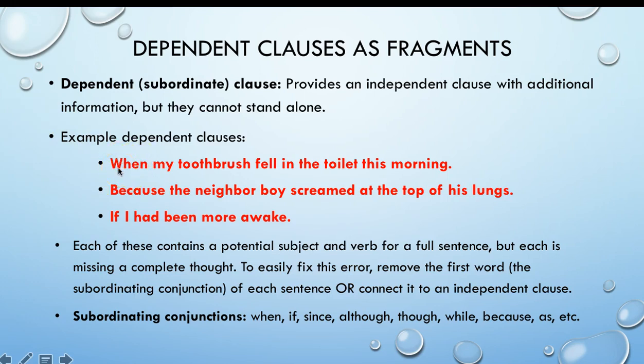And we said, my toothbrush fell into the toilet this morning. Or we could add something at the end of the sentence, when my toothbrush fell in the toilet this morning, comma, I screamed. So those are the ones I most often see as mistakes for full sentences. People don't notice those subordinate conjunctions.